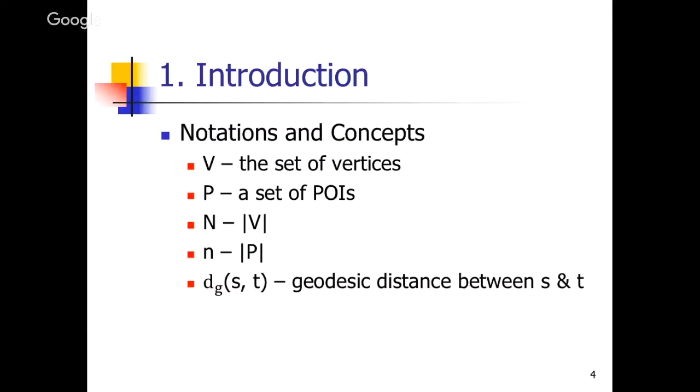Okay, next, let me introduce some notations and concepts. Let V denote the set of vertices on the terrain surface, and let P denote a set of points of interest on the terrain surface. Let big N denote the cardinality of V, and let small n denote the cardinality of P. And let DG(S,T) denote the geodesic distance between S and T.